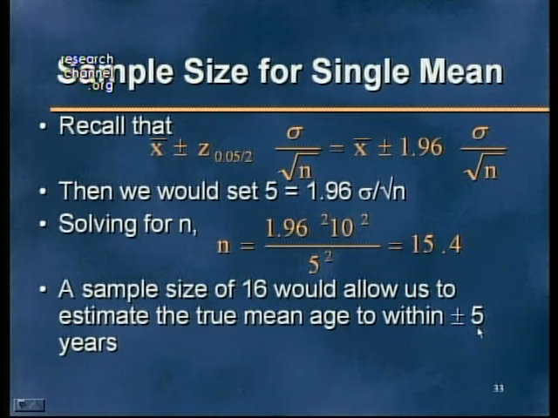Now, what if I wanted to estimate the true mean age to within plus or minus 2 years? In other words, an interval of only 4 years in width. I'd set 1.96 sigma over the square root of n equal to 2, solve for n, and I would see that now instead of 5 in the denominator, I would have had 2. So what happens to the sample size? It becomes much bigger.